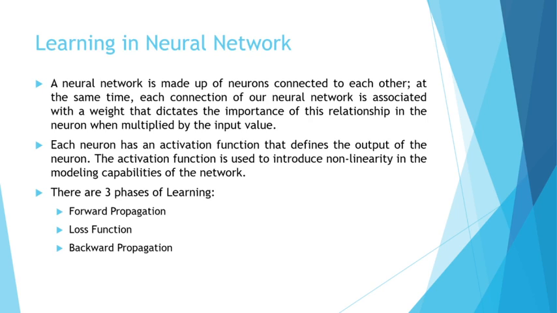So this is what the neural network is made up of: various neurons, and the neurons are internally connected with each other, right? At the same time, the connections of the neural network are associated with weights that determine the importance of their relationship in this particular neural network, right?